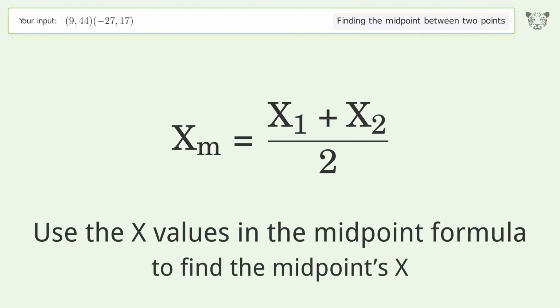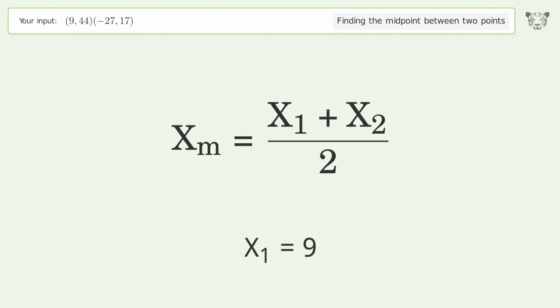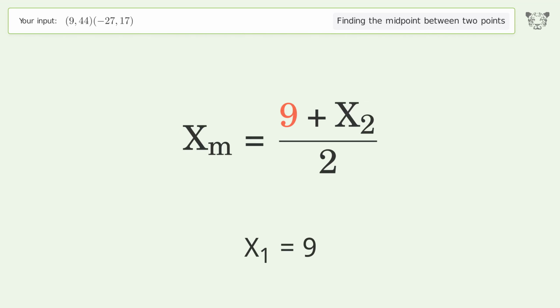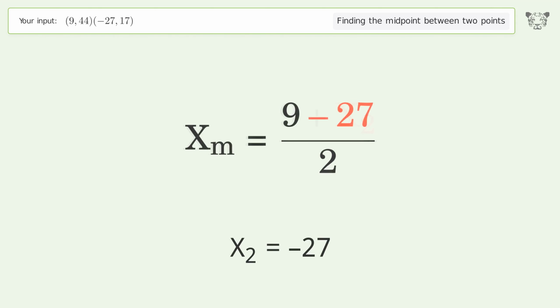Use the x values in the midpoint formula to find the midpoint's x. x1 equals 9. x2 equals -27. Simplify the arithmetic.